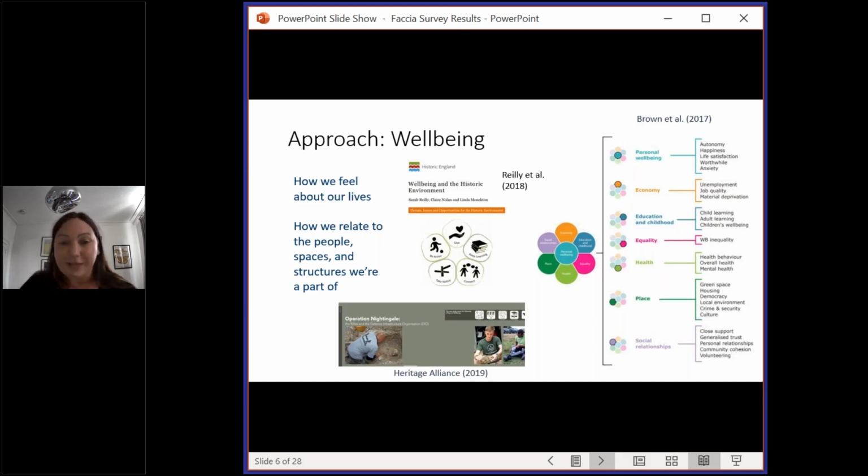And then we have social relationships, and those are basically, do you have close support networks? Do you trust people in general? Is there a sense of community cohesion, or do you feel that yourself? And also opportunities for volunteering. So our surveys, in part, are modeled on these variables by the What Works Centre for Wellbeing.